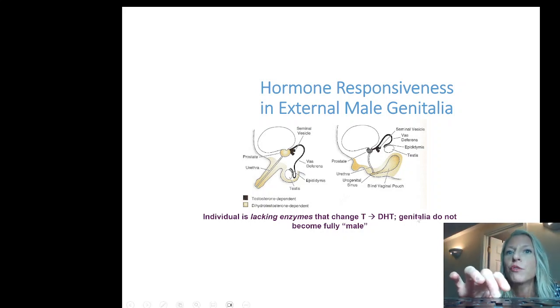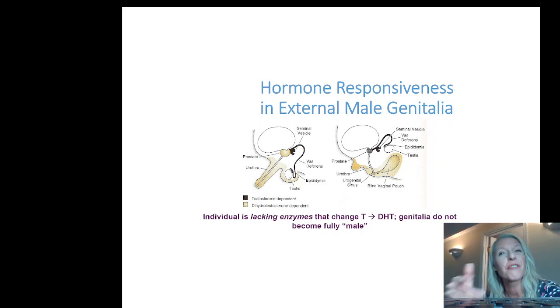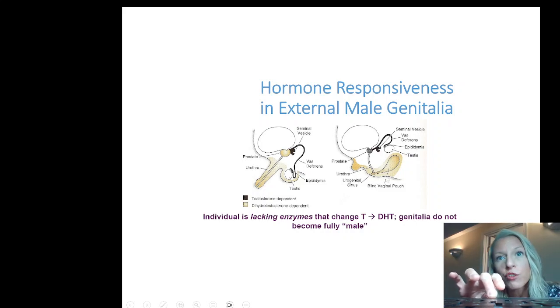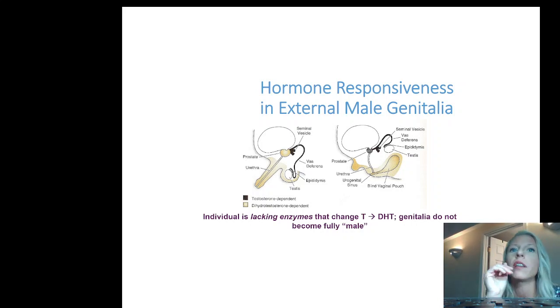If we look at someone who doesn't have that enzyme to change T to DHT, okay, their genitalia don't become fully masculinized. You end up with what looks like either a very small penis or a very large clitoris, and undescended testicles, and a blind vaginal pouch, which again is why people are able to have sex when their genitals don't necessarily develop the way they should based on their chromosomes.